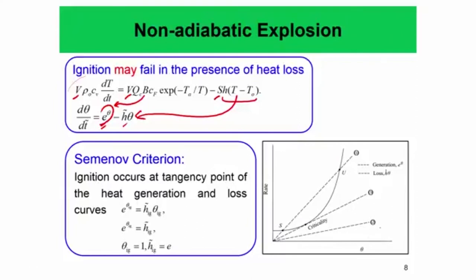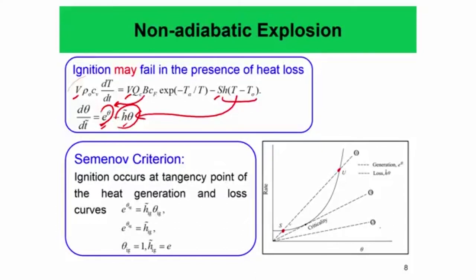Whereas case 1 is interesting. You see, this H tilde theta line intersects with the E theta line at two points, S and U. What are these? This is a stable point and this is a non-stable point. Why? Because this theta is essentially non-dimensionalized. It goes with the perturbation parameter epsilon, so it can be considered as a non-dimensionalized temperature.